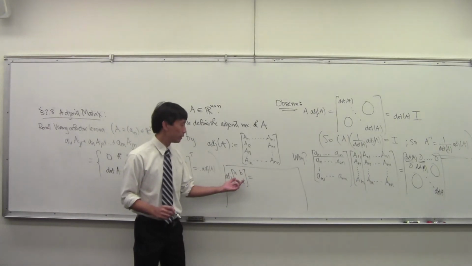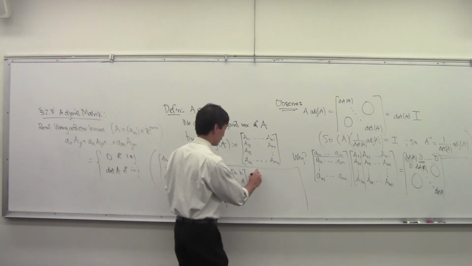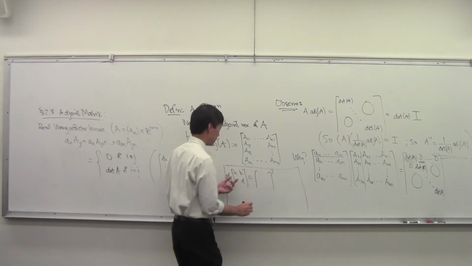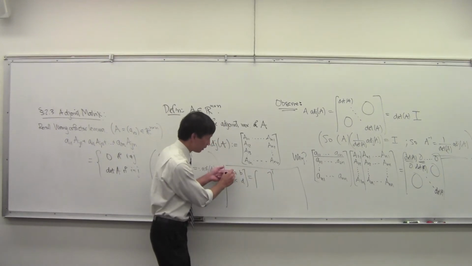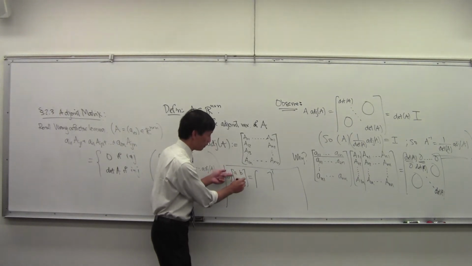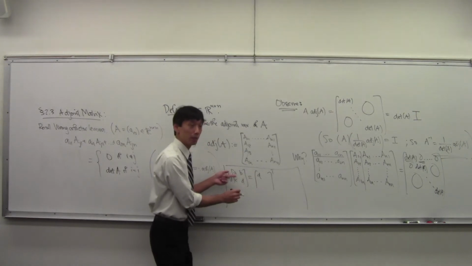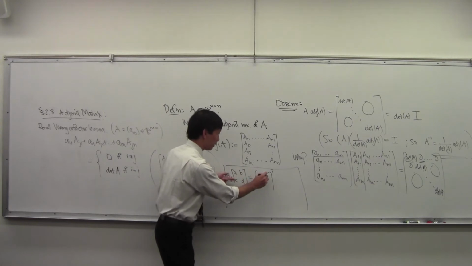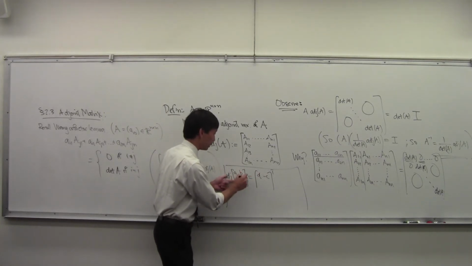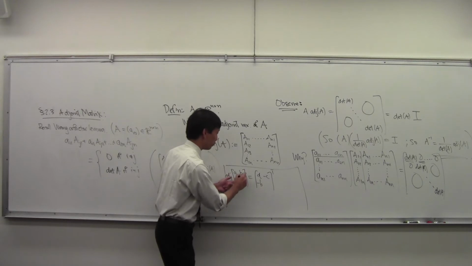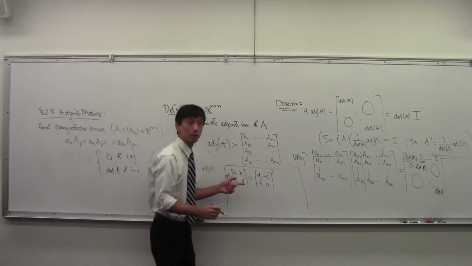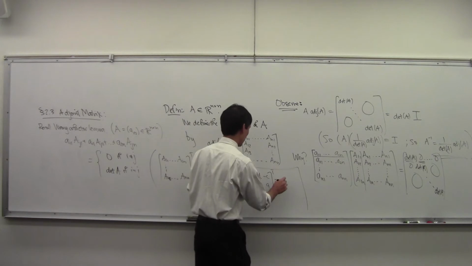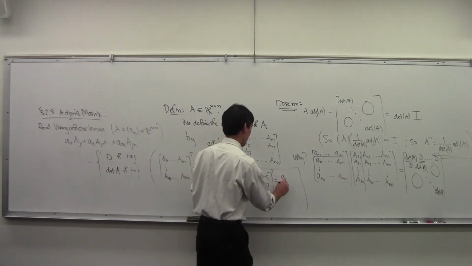Well, you need to take the cofactors and transpose them. Here, you're going to get negative 1 to the 1 plus 1 times the determinant of the minor, that's D. Over here, negative 1 times the determinant of the minor, negative C. Here, negative 1 times the determinant of the minor, that's negative B. Here, 1 times the determinant of the minor, that's A. Then you take the transpose of that, and you get D, negative C, negative B, A.